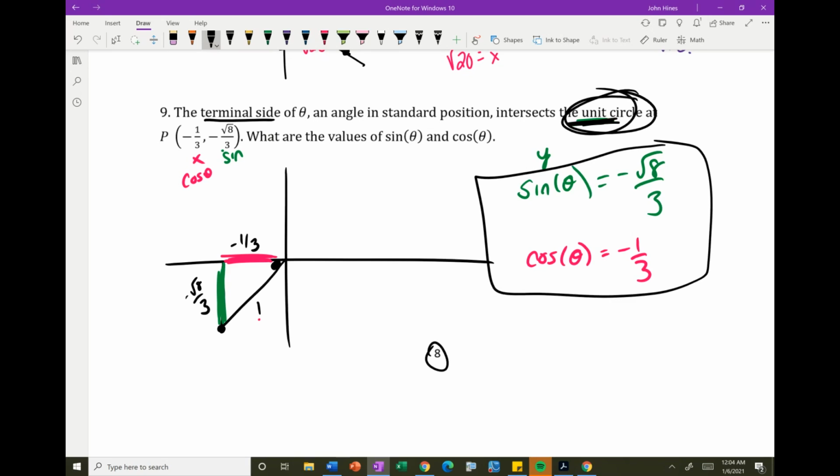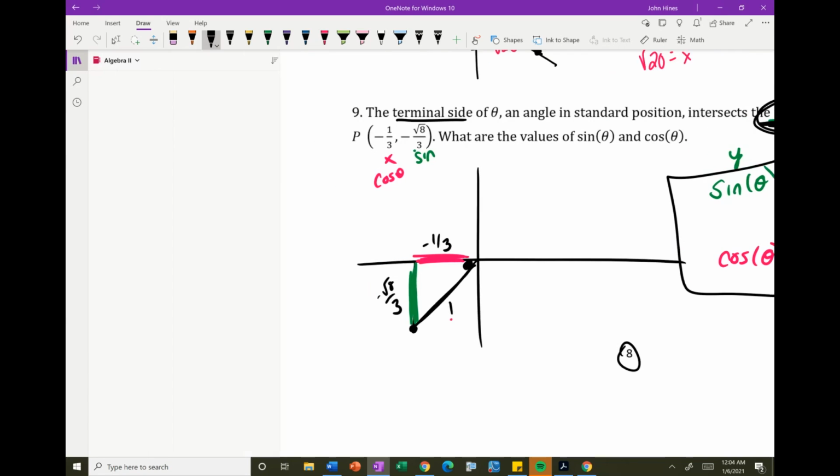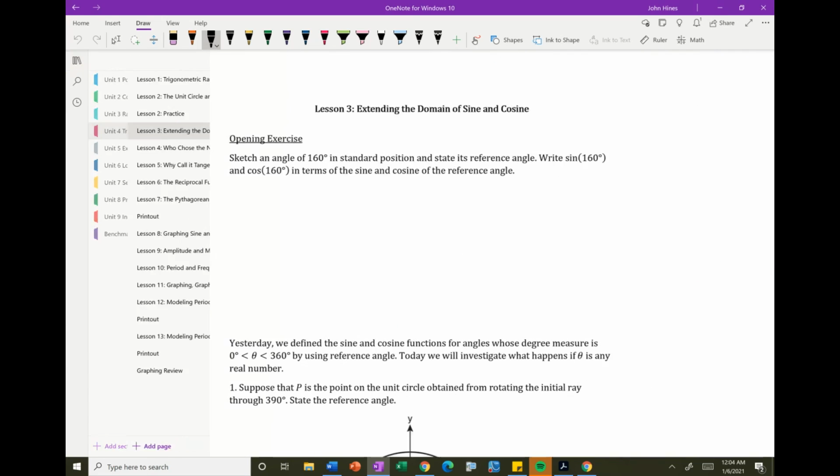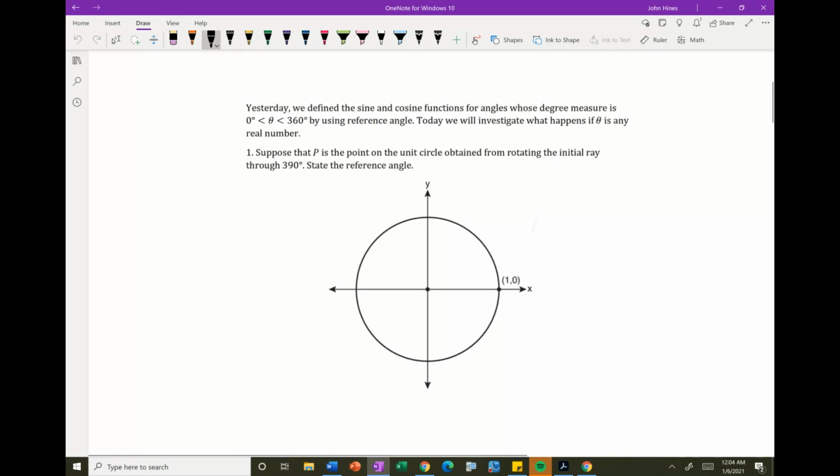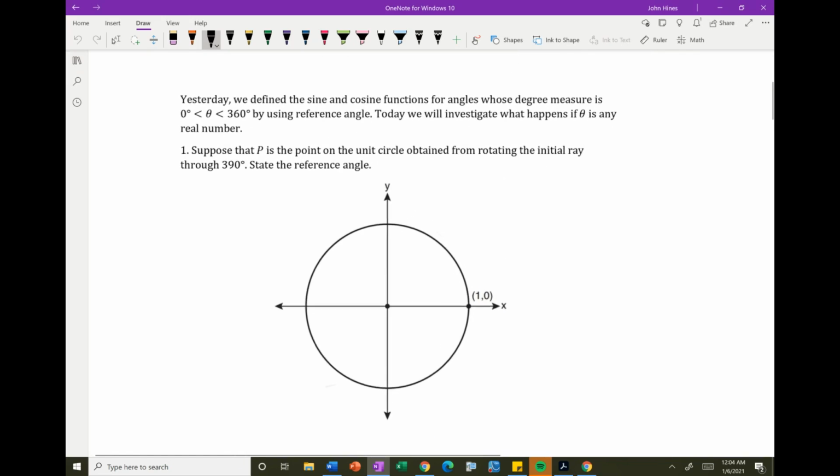So when we're in a unit circle, we don't need to do the Pythagorean theorem all the time because we know the hypotenuse is 1. Sometimes you have to do it still, but I gave you all 3 sides here. I gave you x, y, and the hypotenuse. So let's jump into lesson 3 and skip the opening exercise because we just did that problem.